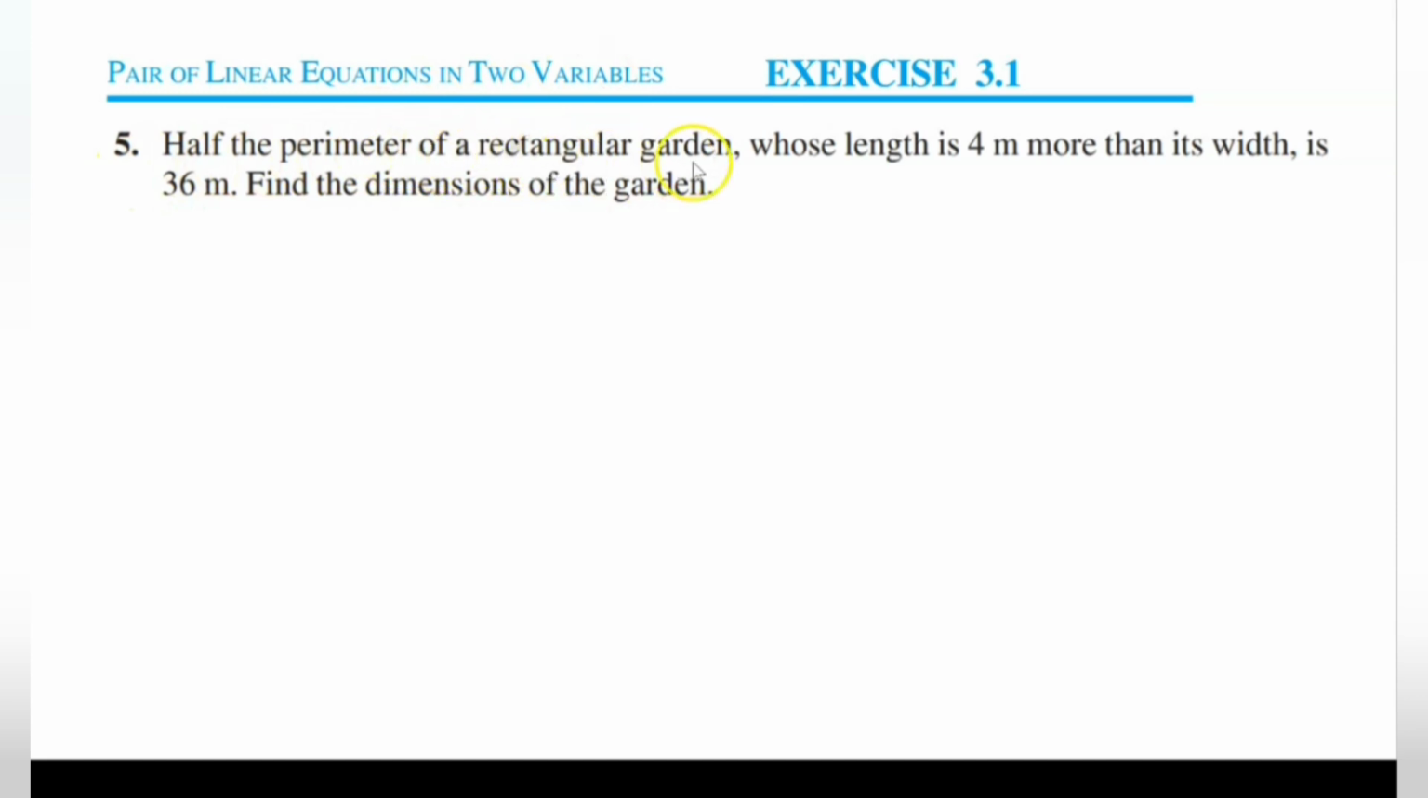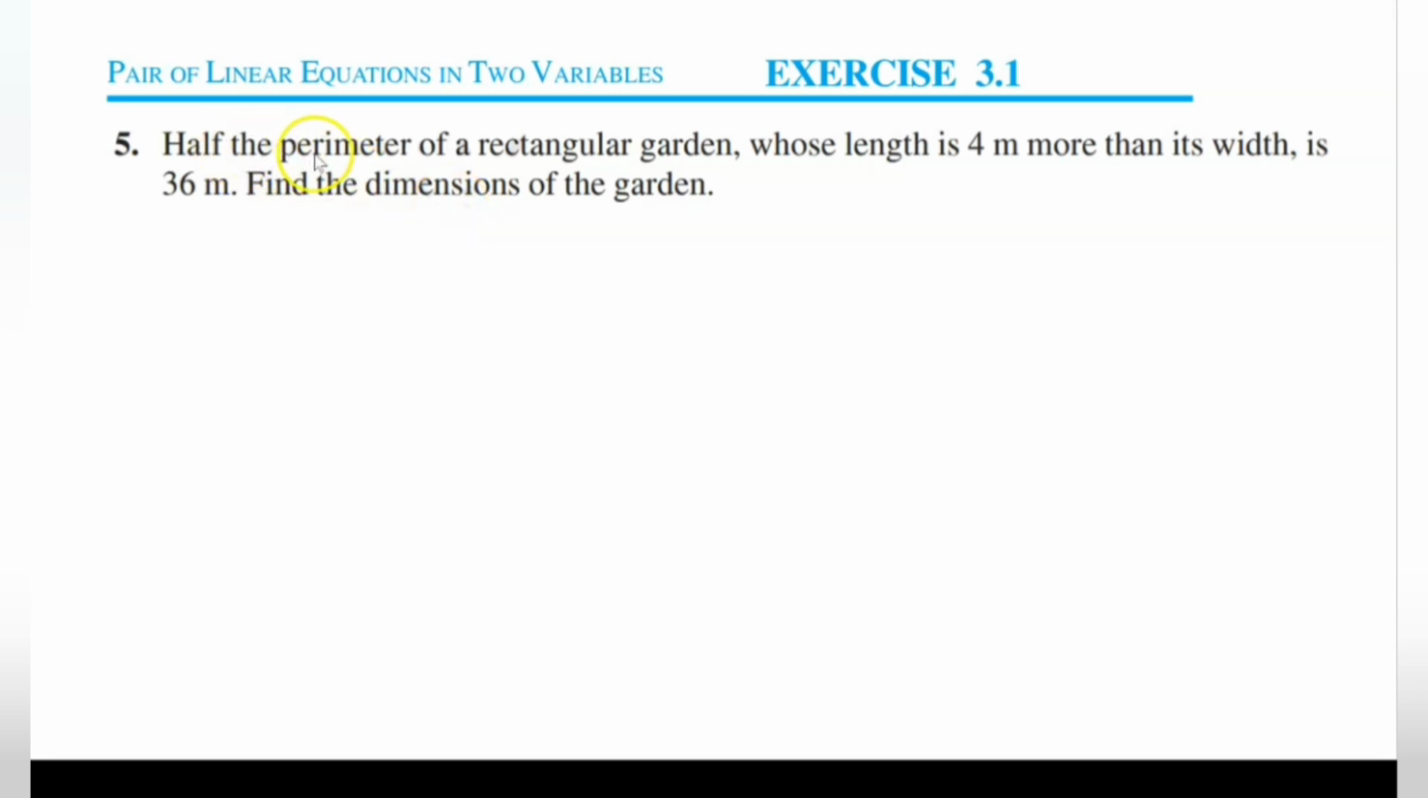Half the perimeter of a rectangular garden whose length is 4 meters more than its width is 36 meters. Find the dimensions of the garden. So he has given length is 4 meters more than its width and he is asking to find the dimensions of the garden, that means length and width of the garden.